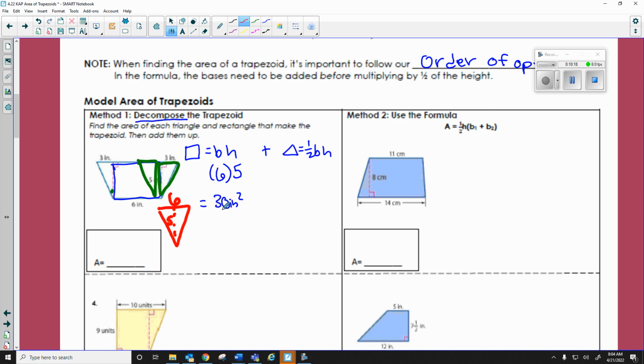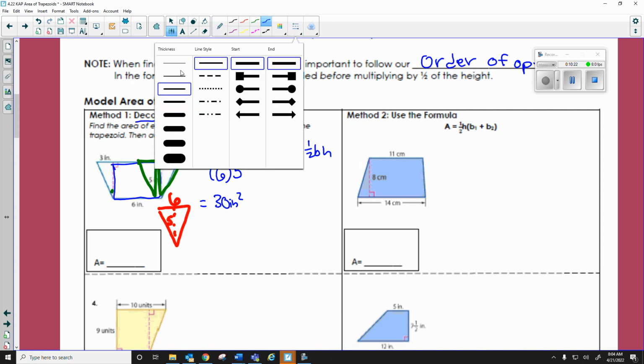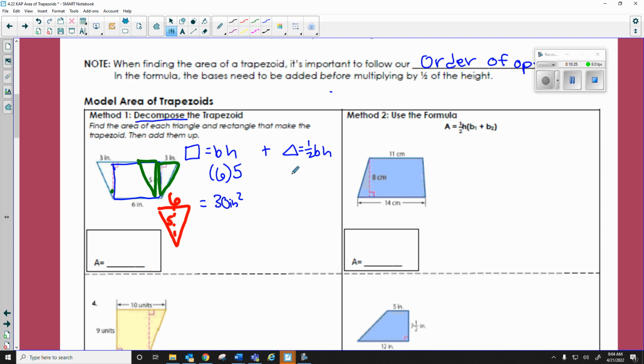And again, that height hasn't changed. So I'm going to substitute that into my equation over here. Okay, so I'm going to say my triangle is 1/2 the base length of the whole thing, 6, times the height of 5. Again, I like to get rid of that fraction. I'm going to do 1/2 of 6 is 3. I like to cross them out to show that I've used them, and that's going to give me 15. Okay, I'm going to add those two together to get 45 square inches.